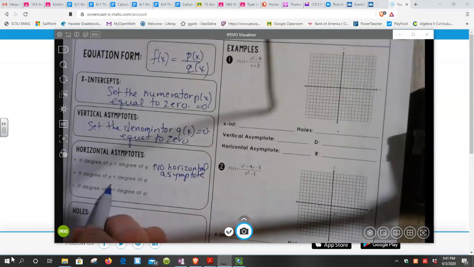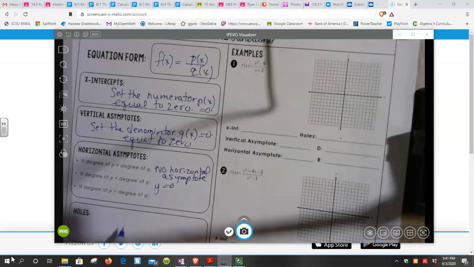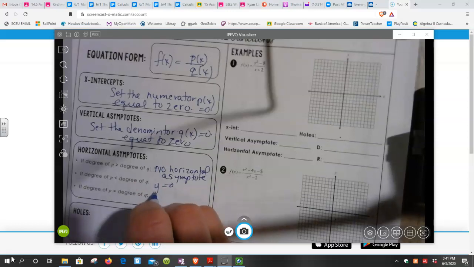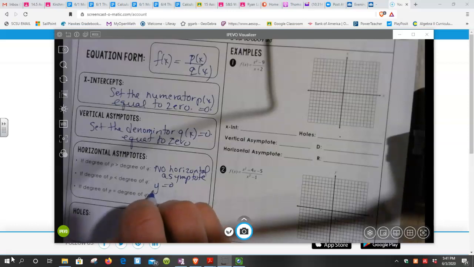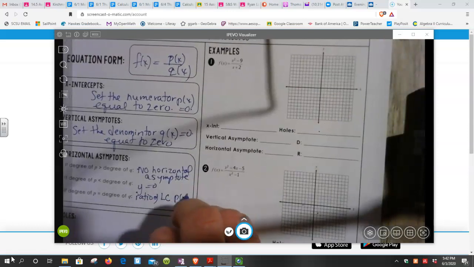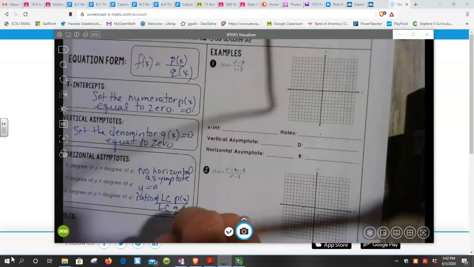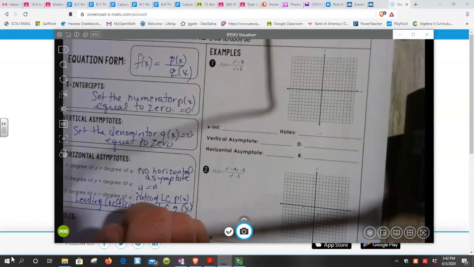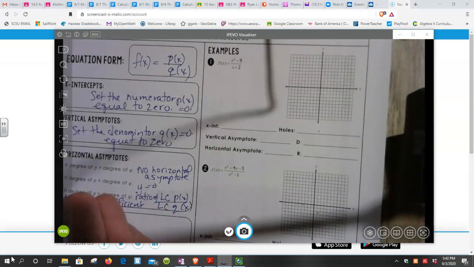If the degree of p is less than the degree of q, then we have y equals 0, the x-axis. And if the degree of p is equal to the degree of q, then it's going to be the ratio of the leading coefficient of p of x over the leading coefficient of q of x. Leading coefficient is what I'm saying LC is.